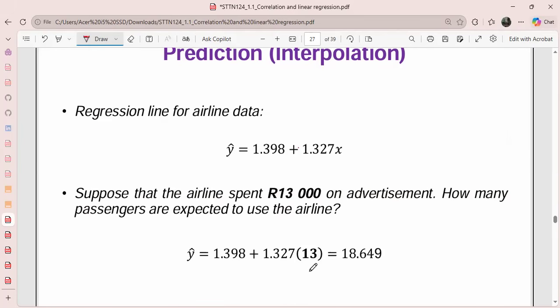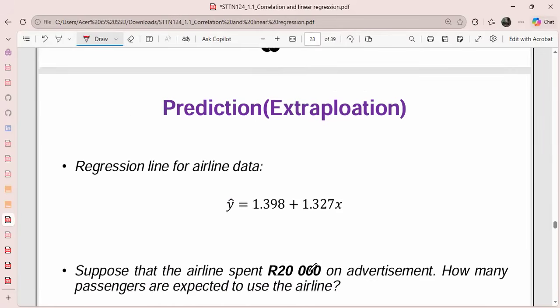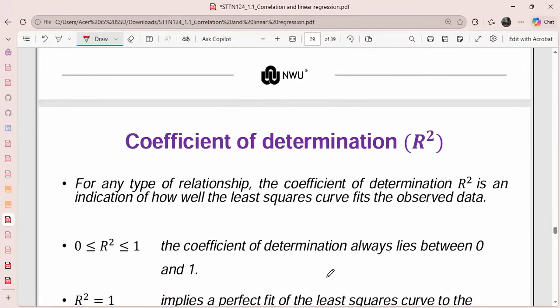After getting the answer, you're going to check if that answer is in the interval of the given observed x values. If it's inside that interval, then that's interpolation. But when you check and it's outside the interval of the observed x values, then we're talking about extrapolation, because it's outside. Extrapolation, which is this one here.